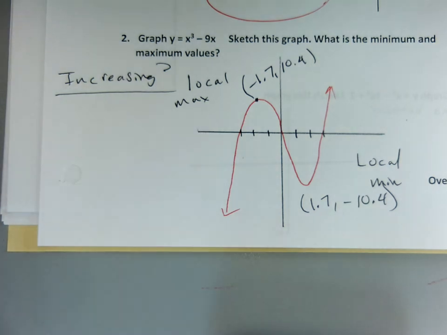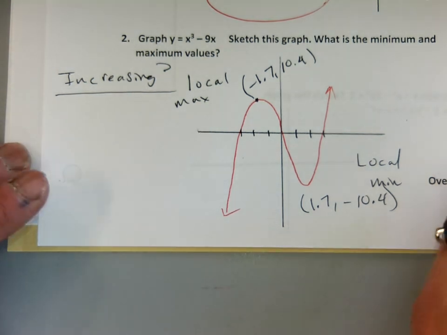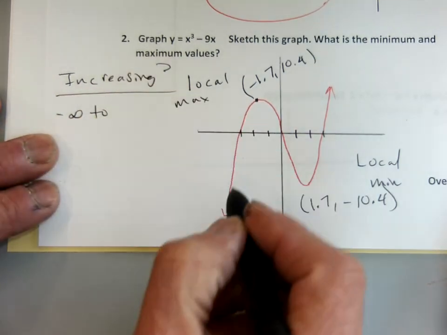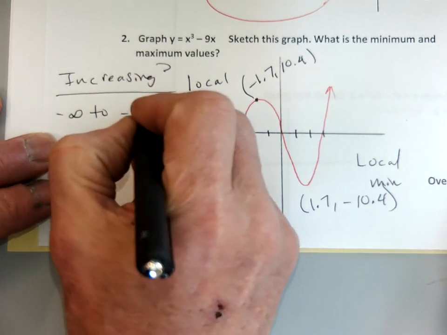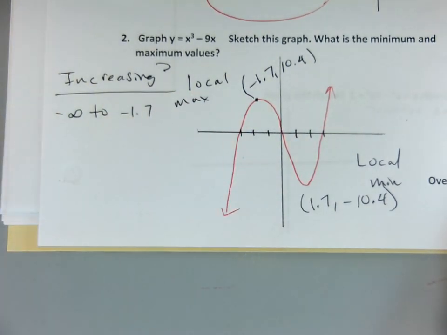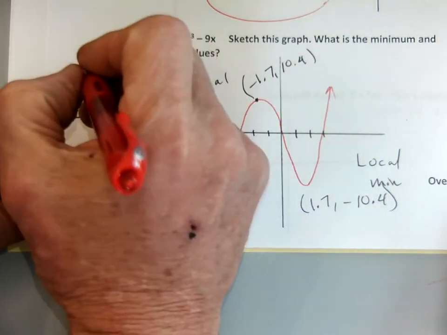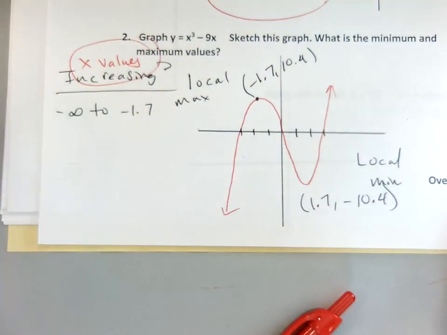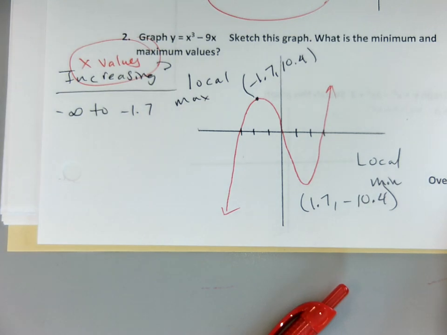So we're going to say it's increasing from negative infinity to negative 1.7. X values, right? Increasing X values. Okay, write that down. X values. Okay? Now, I want you to see how this works. A lot of kids get confused. Okay? All right?